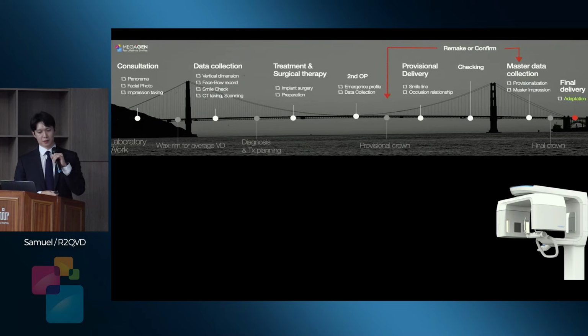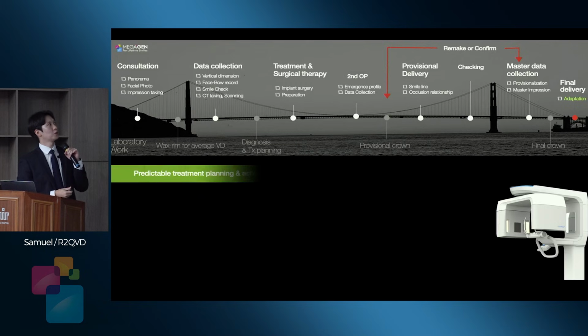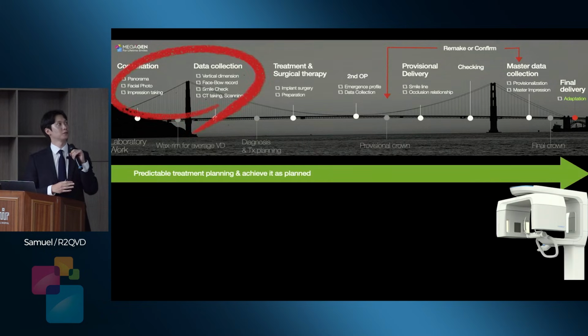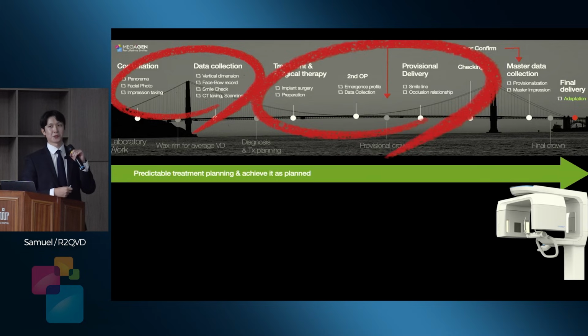Then like this. So using the QVD solution, we can reduce the consultation with the patient and data collection to one time. And also we can make the surgery to delivery one time. So normally from start to final delivery, the patient has to visit 8 times, but using this one, we can cut it in half.